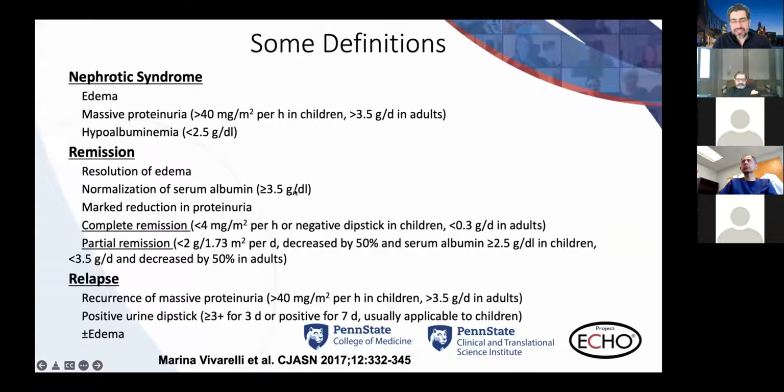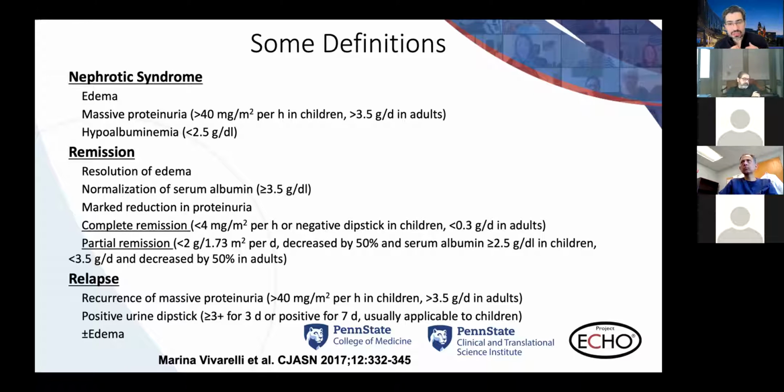So some definitions, and we just talked about all these definitions. Sometimes these definitions can become a bit confusing, so I would probably spend a few minutes to go through them. These are from this article by Marina Vivarelli, and I think there were similarities in UpToDate as well. This was a little detailed. So nephrotic syndrome, 3 things: edema, proteinuria more than 3.5 grams per day in adults, and in children more than 40 milligrams per meter square.